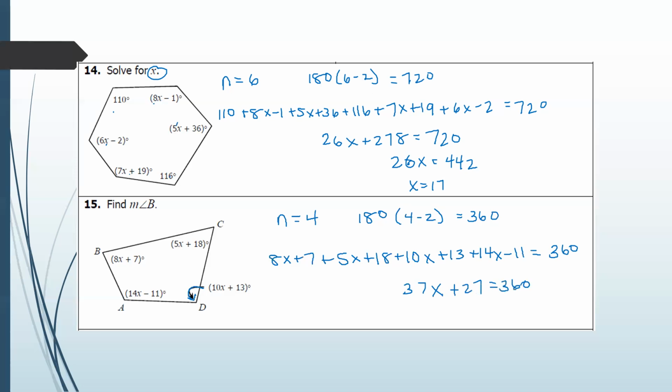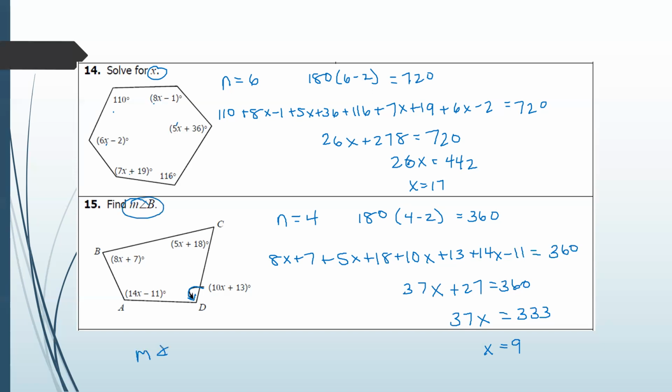Still equals 360. Subtracted the 27 from both sides, we got 333. And then divided both sides by 37, you got x equals 9. X equals 9 is beautiful, but it's not your answer. Your final answer is for the measure of angle B.